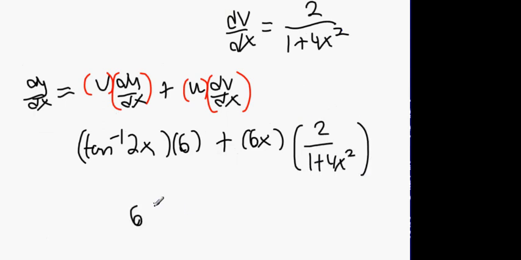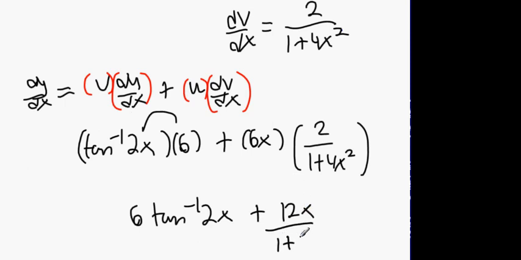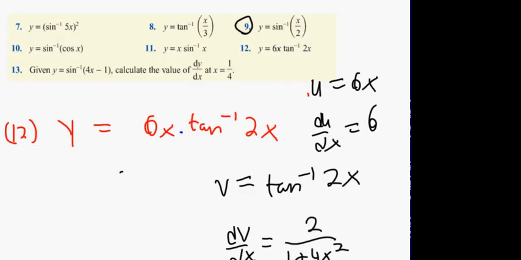When you're done with this, the answer is simply going to be 6 tan inverse 2x. You can't make that tan inverse 12x. Why not? It's the angle, so the number goes on the outside. Multiply in, and we get 12x over 1 plus 4x squared, and you can leave it there if you want. Okay, moving on.